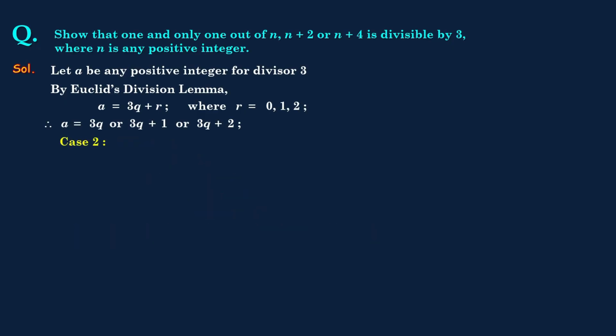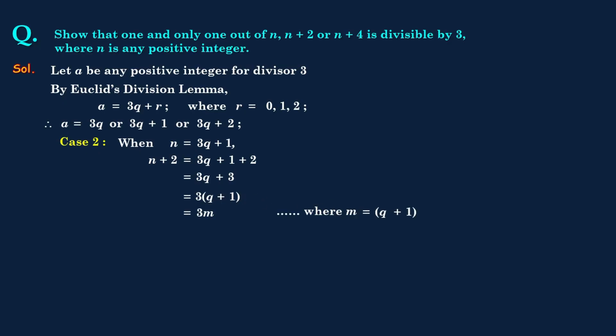Now take case number 2. Because in this case, you have to prove that any one of them will be divisible by 3, not all of them. Now, when n equals 3q plus 1, then n plus 2 will be 3q plus 1 plus 2, that is 3q plus 3. Now, if you take 3 as common, then it will be 3 into (q plus 1). So, that means we can write it as 3m, where m equals q plus 1.